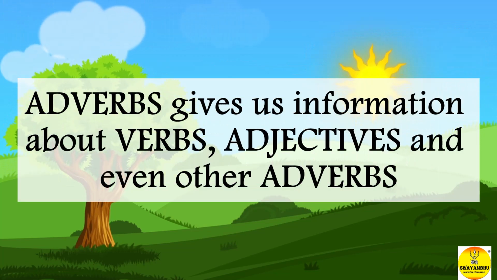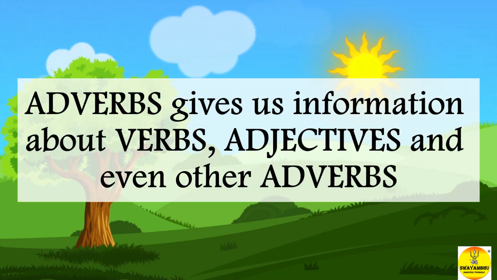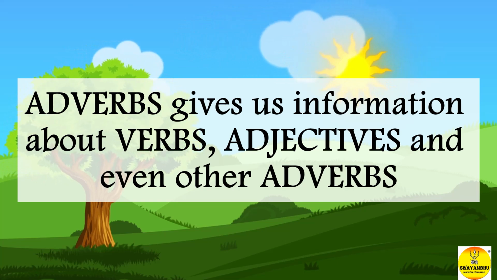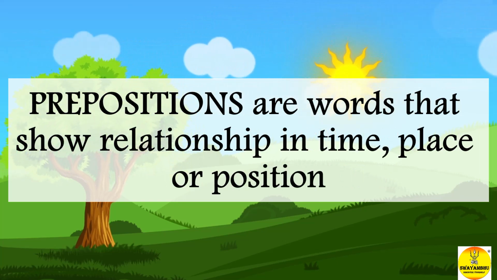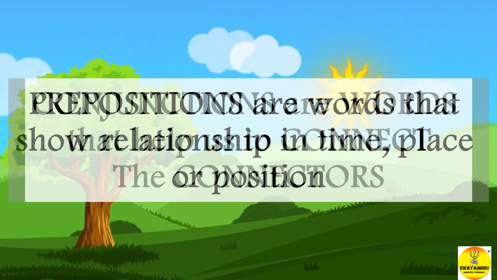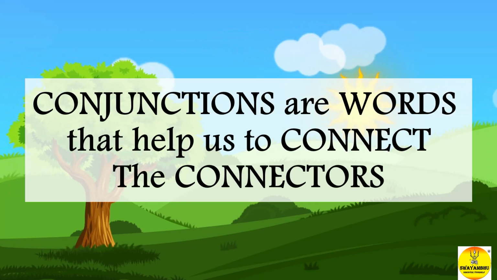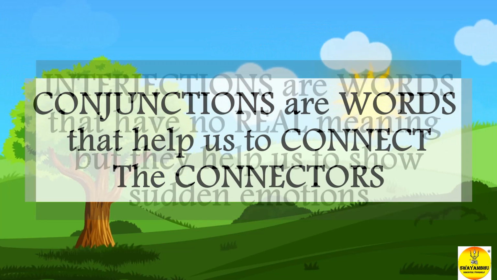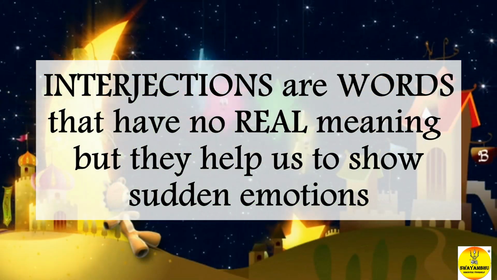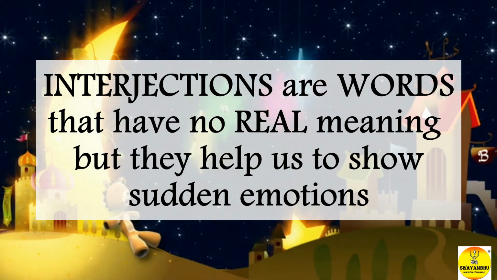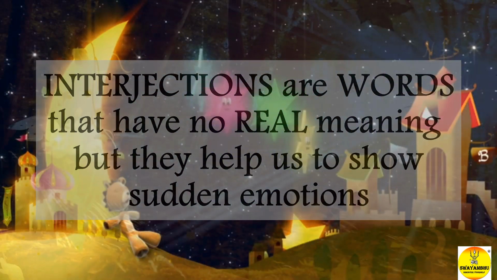Adverbs give us information about verbs, adjectives, and even other adverbs. Prepositions are words that show a relationship in time, place, or position. Conjunctions are words that help us to connect, the connectors. And finally, interjections are words that have no real meaning but they help us to show sudden emotions.